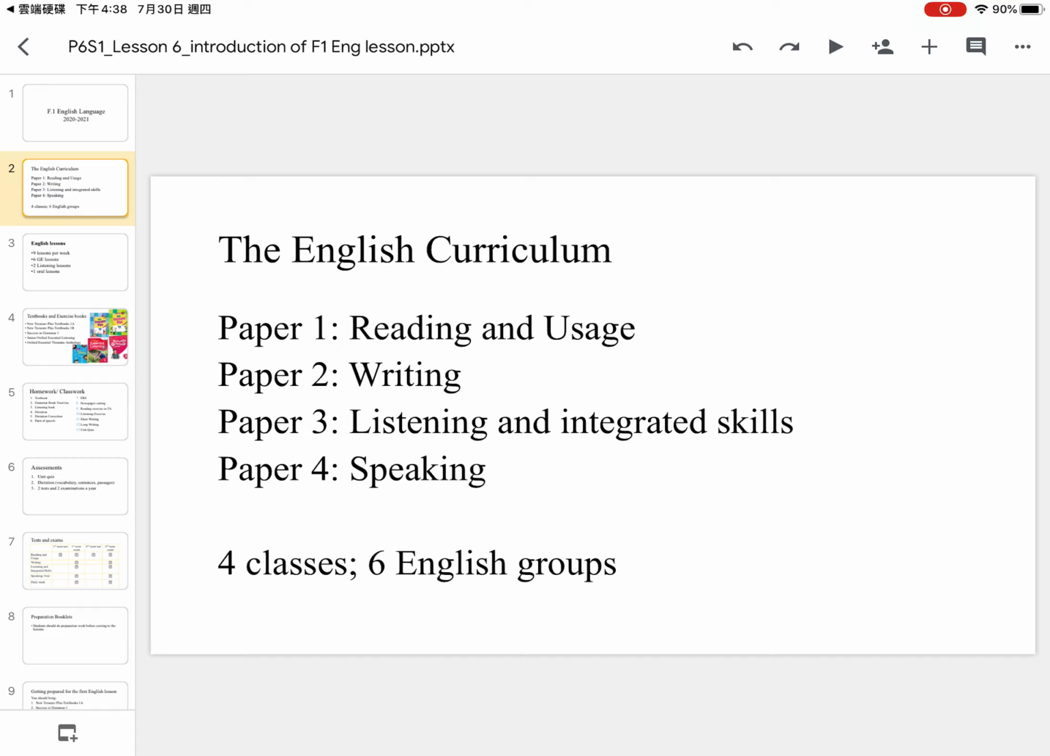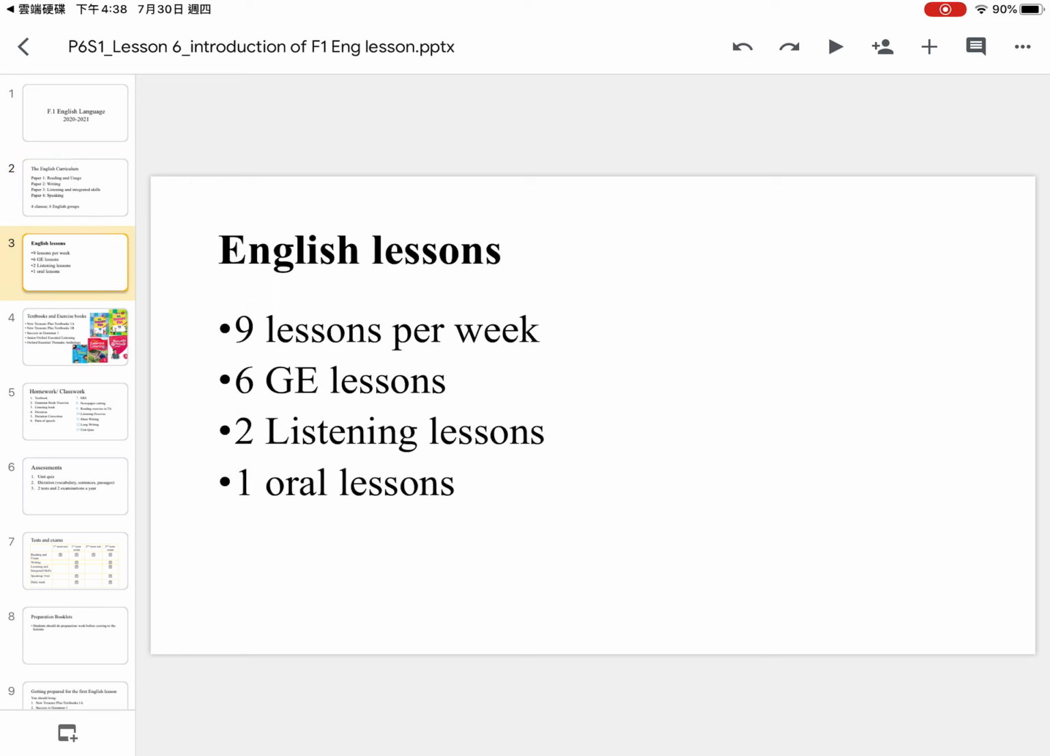And in our school, we will have 4 Form 1 classes, namely 1A, 1B, 1C, and 1D. But we will have 6 English groups, which means that we will divide you into 6 English groups because we want to make sure that not many students are in one group, which will be better. So you have 9 English lessons a week.